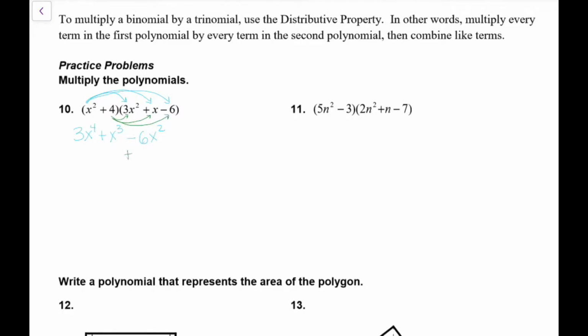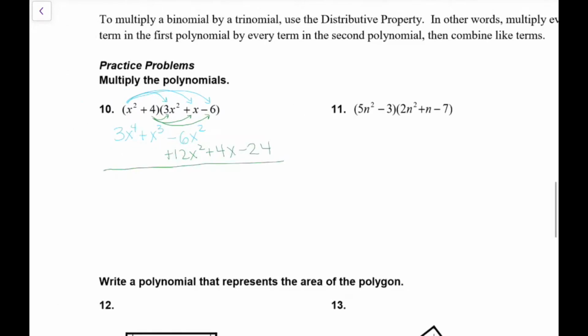I'm going to put it right below the negative 6x squared so that we can add those together because they are like terms. Then I take 4 times x to get plus 4x, and 4 times negative 6 gives me negative 24. I drop down the things that are by themselves. 3x to the 4th plus x cubed plus 6x squared. 12x squared minus 6x squared gives me 6x squared plus 4x minus 24. And that is our answer for number 10.